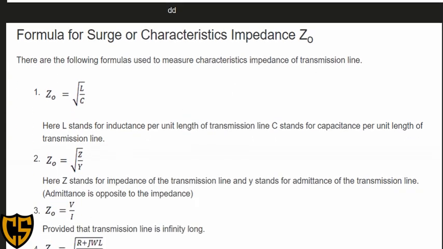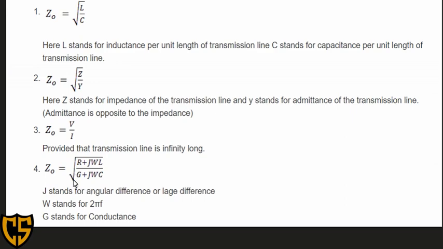The main formula is this one: R plus jωL all over G plus jωC. Wherein j stands for the angular difference, ω or omega stands for 2πf, and G stands for your conductance. The other units we are already familiar with: R, L, and C. So this is the formula that we can use.